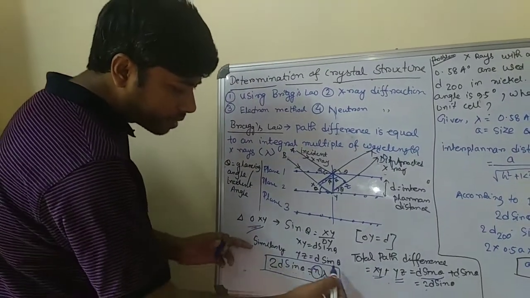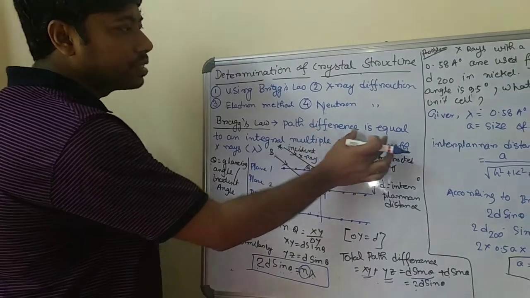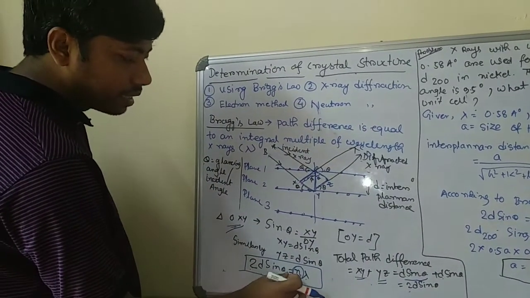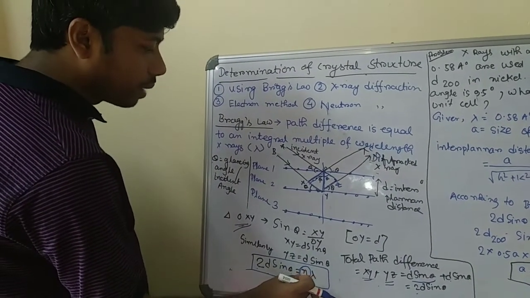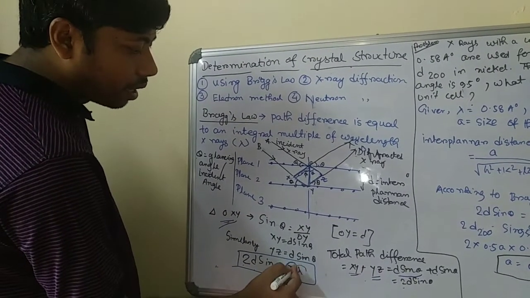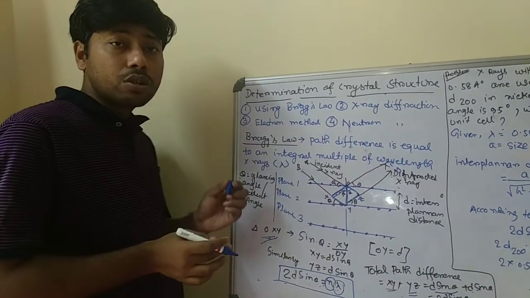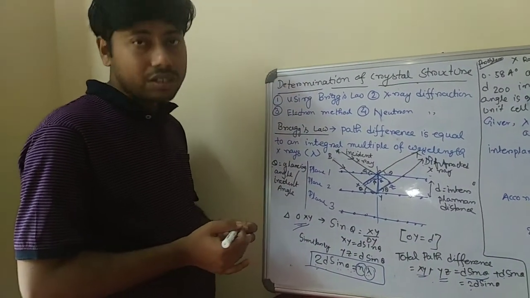Okay, so this is Bragg's law: 2d sin theta is equal to n lambda, which states that the path difference is equal to an integral multiple, n here, of the wavelength lambda. So 2d sin theta is equal to n lambda. It is used to determine the crystal structure.